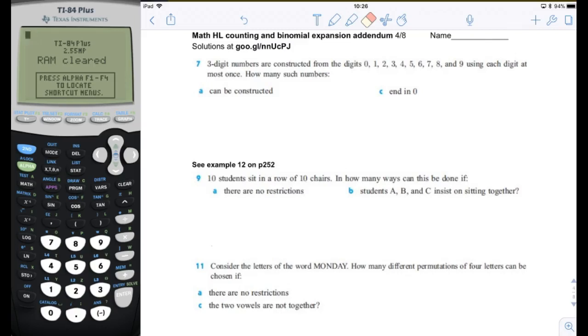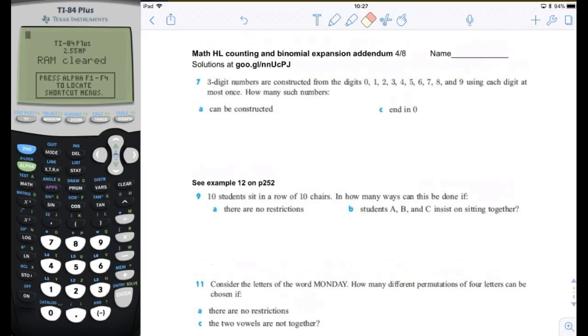Binomial addendum, page 4. Number 7. 3-digit numbers are constructed from the digits 0 through 9, using each digit at most once. How many such numbers can be constructed? Okay, so just one tricky thing here.